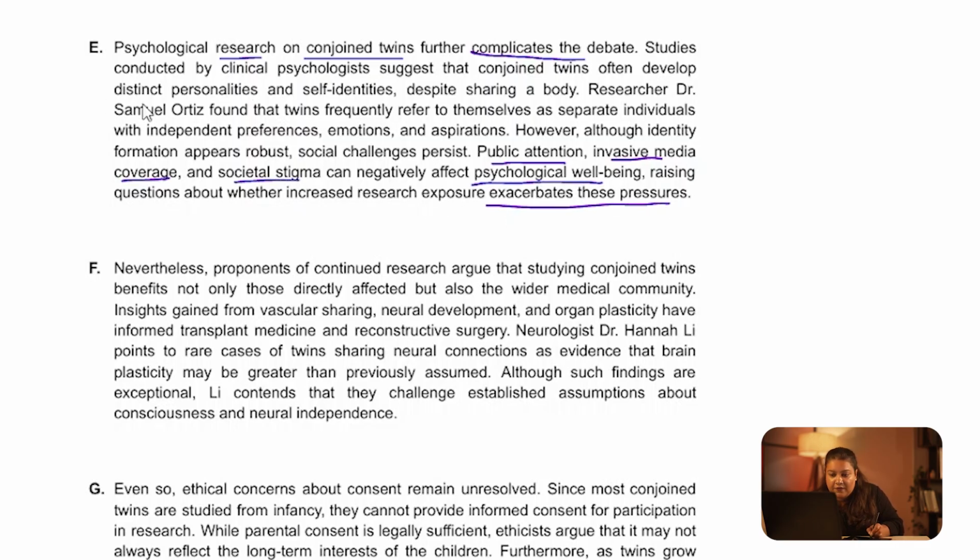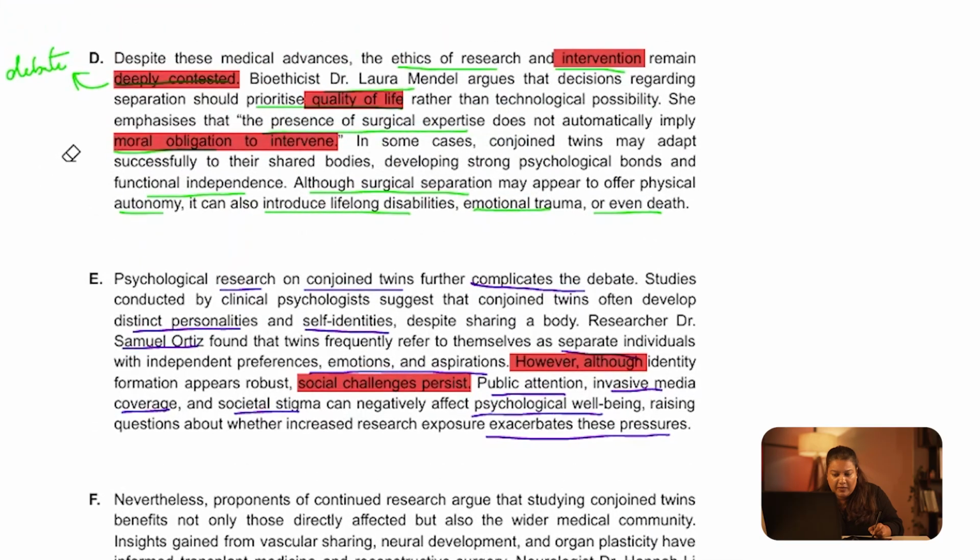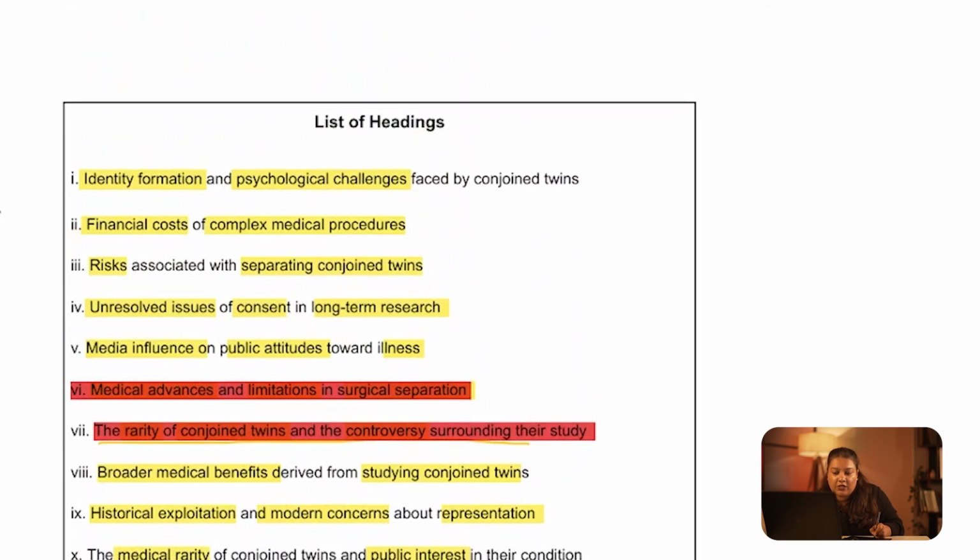So we have clinical psychologists noting that twins often develop distinct personalities and self-identities despite sharing a body, and researcher Samuel Otis found that twins frequently refer to themselves as separate individuals with independent preferences, emotions, and aspirations. Again, we have "however," a transition word. Although identity formation appears robust, social challenges persist. So we have arrived at the main idea. Although they are conjoined, they often develop distinct personalities and self-identification despite sharing a body. So let's go ahead: identity formation and psychological challenges.